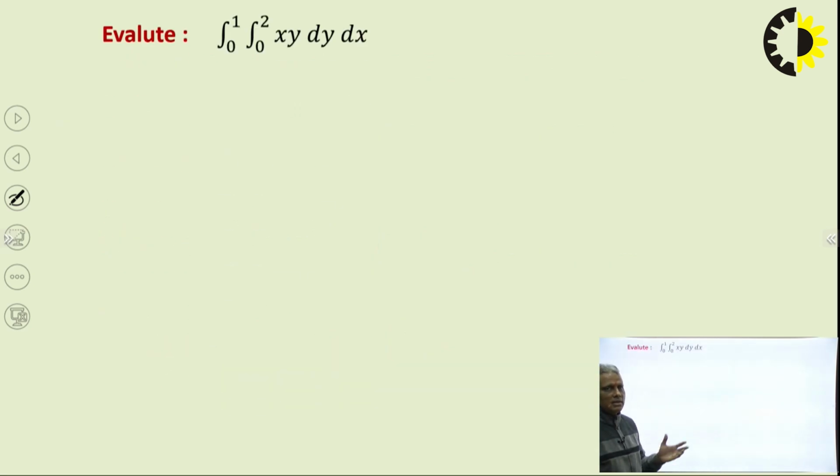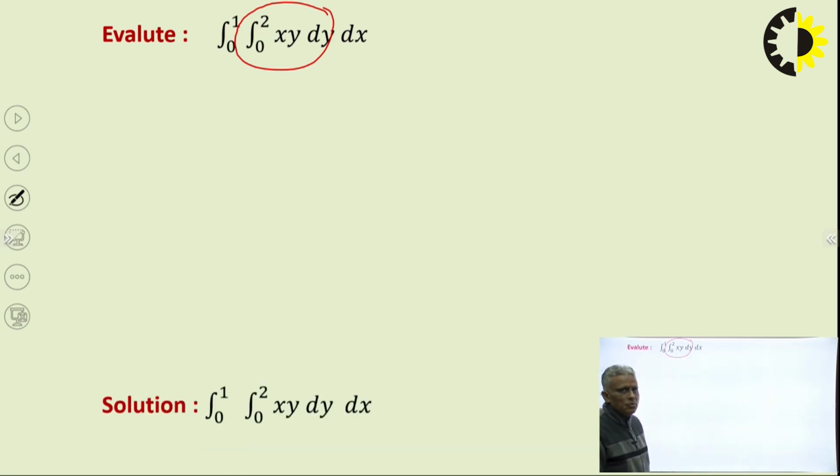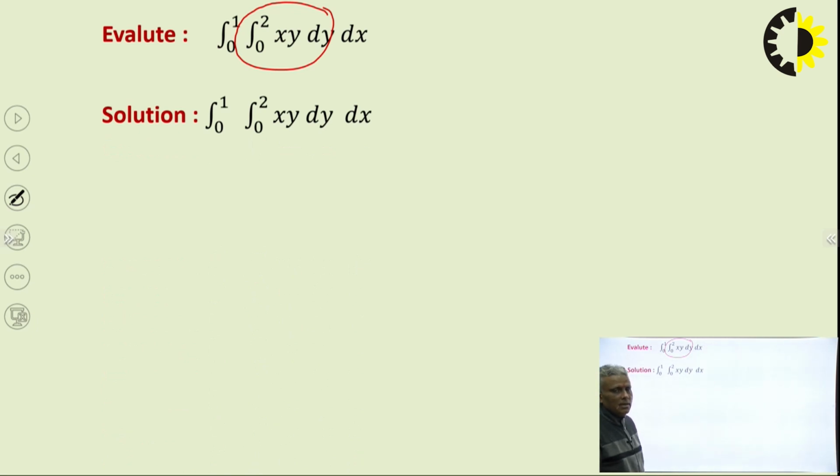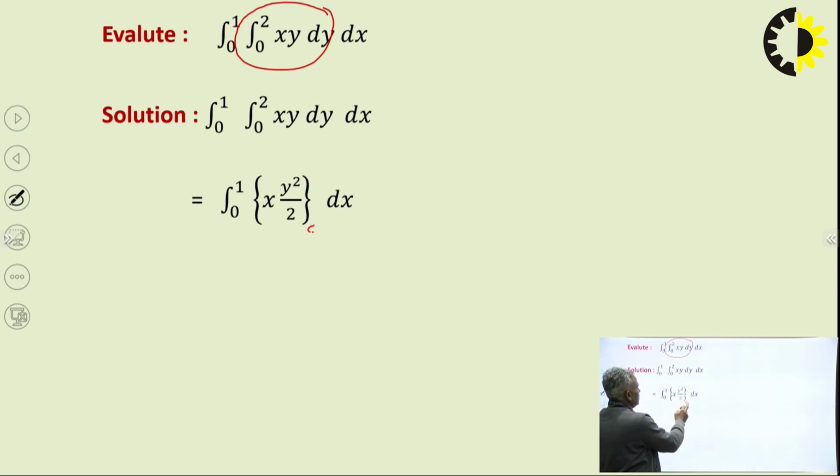I take another example here. Suppose we evaluate the double integral of xy dy dx. First of all we see that both limits are constant and this is the limit of y. So first we solve the integral with respect to y, and the integral with respect to y will be y square upon 2. So I write y square by 2 and apply the upper limit and lower limit, 0 to 2, so 4 by 2 divided by 2.